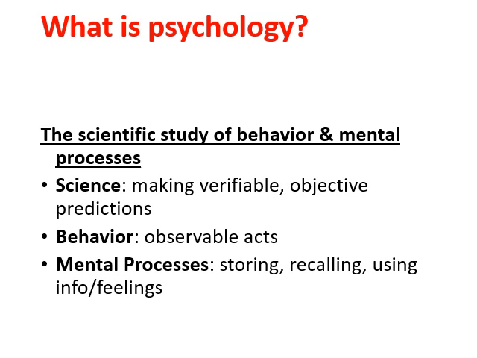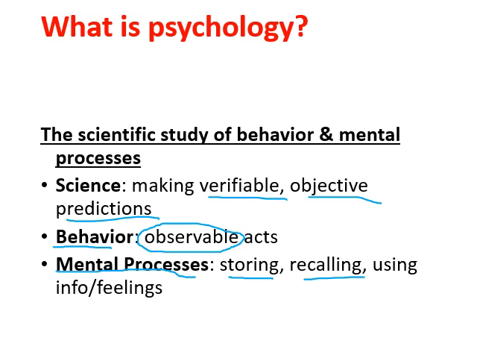Now, psychology is a science because it makes verifiable and objective predictions, and it also deals with behavior on observable acts. Think about an observable act, an experiment that you can actually see done. However, it's also a social science because it deals with mental processes, like storing and recalling, also dealing with feelings.